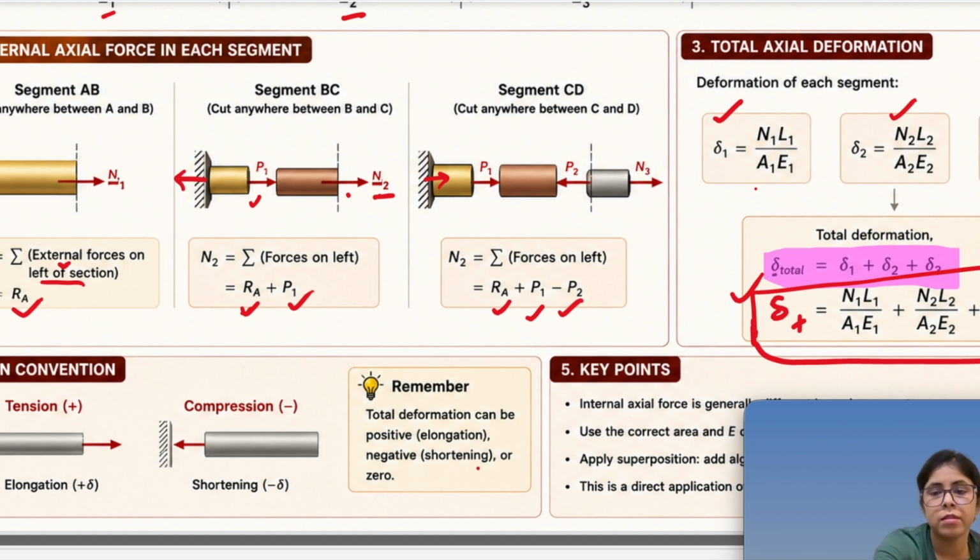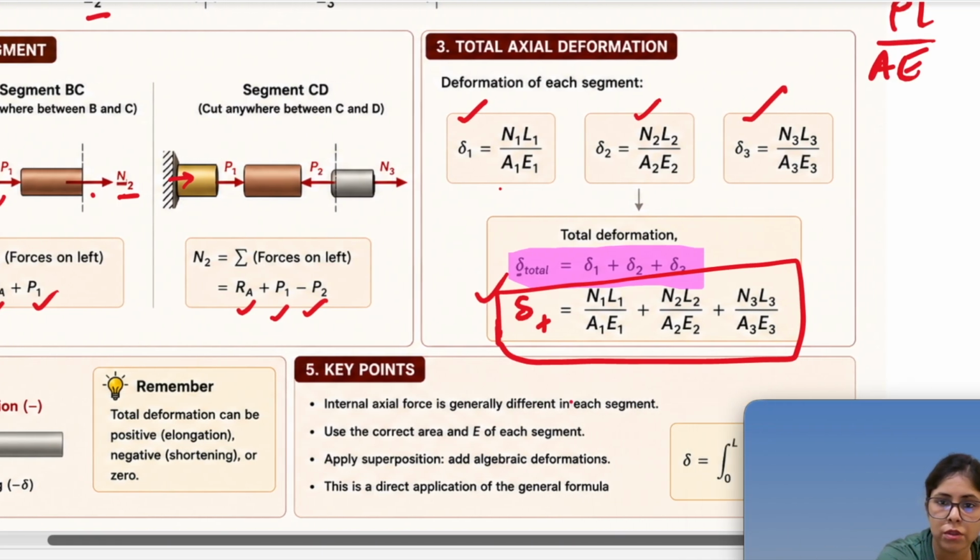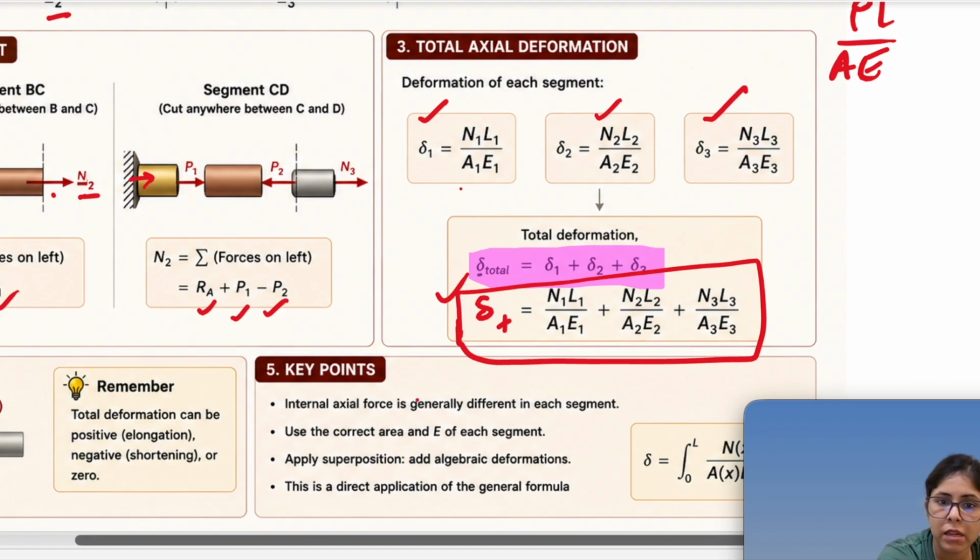If it is elongating, that is positive, and if it is compressing, that means the length is getting shorter, so it's shortening, and we call it negative. So the key points are that internal axial force is generally different in each segment, and use the correct area and E for each segment. This we should remember, and apply superposition and add algebraic deformation.